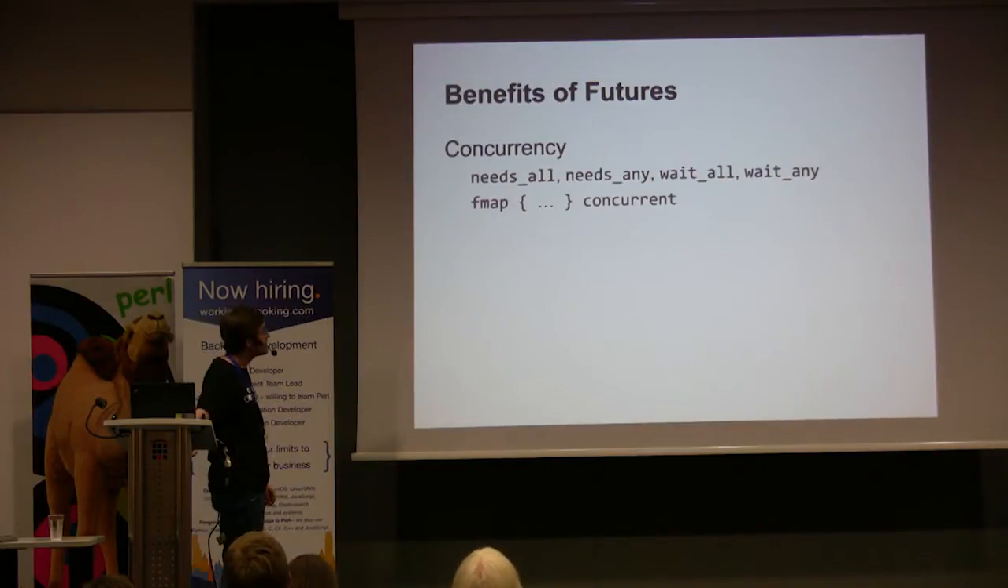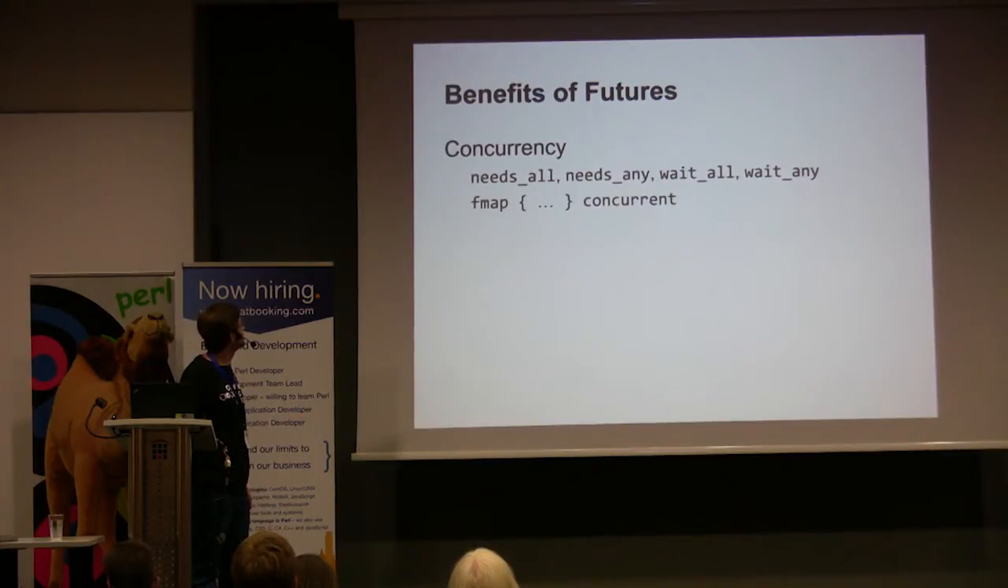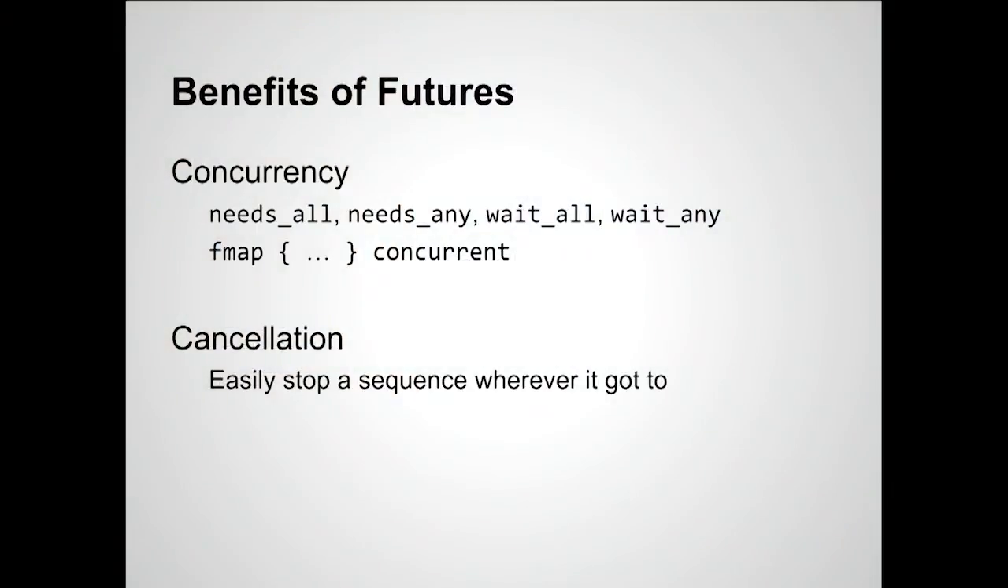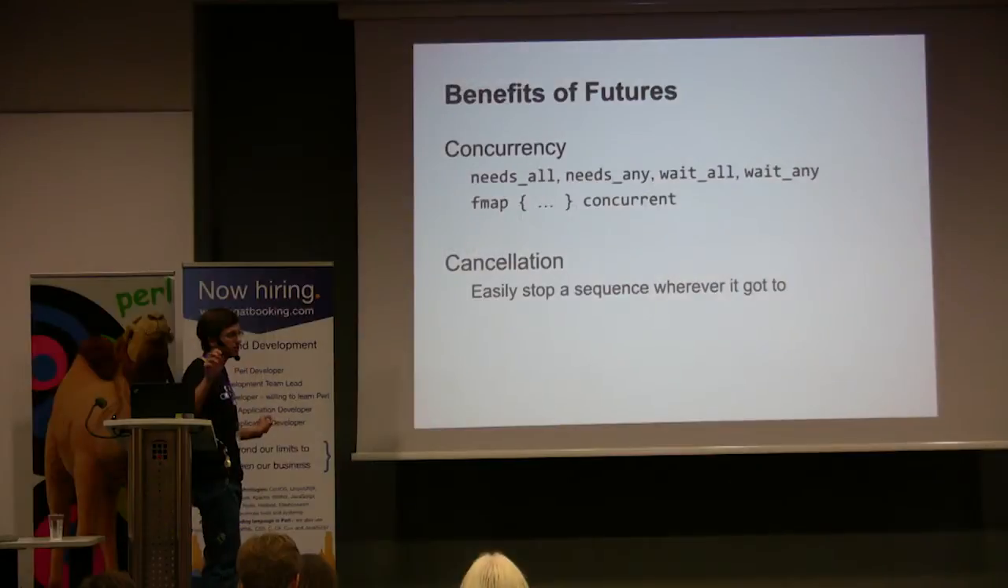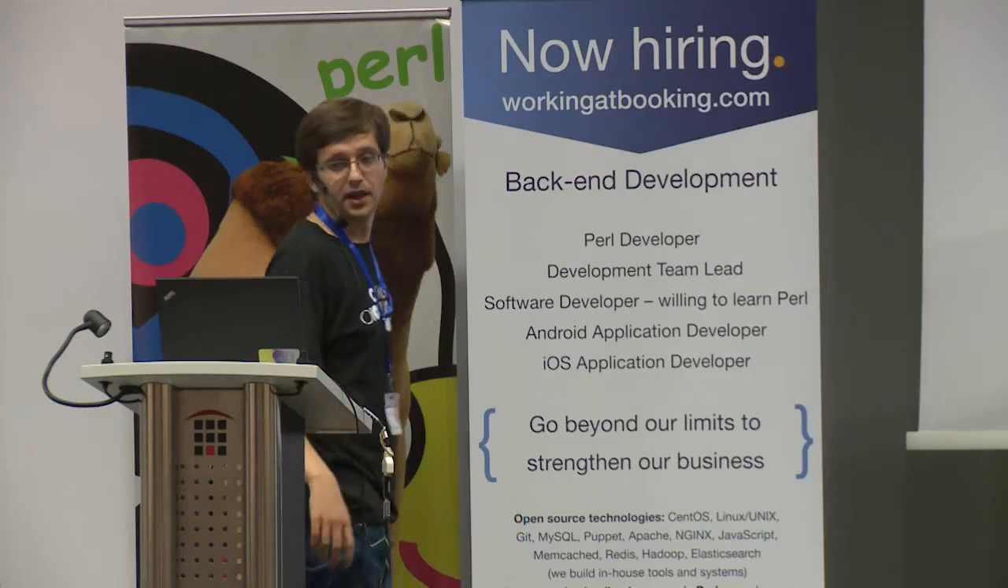We've also got the concurrent map, where we can perform some function over a list independently multiple times. We've also got cancellation. We can just stop things. All of these building blocks fully support cancellation. You can cancel a needs_all or whatever, and it will cancel all the components that aren't ready yet. You can cancel an fmap, and it will stop all the ones that are currently running. You can cancel everything. It's wonderful.